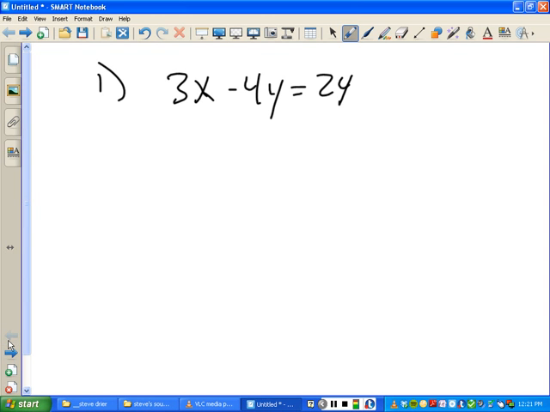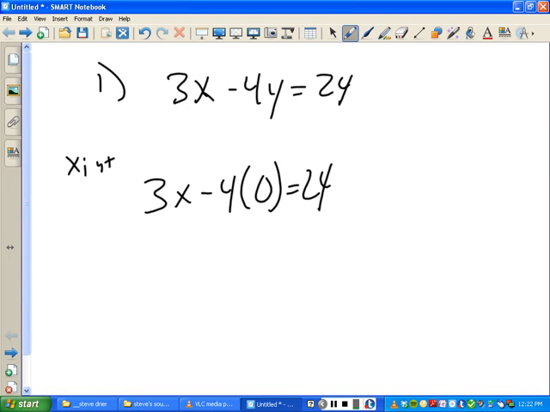All right. 3x minus 4y equals 24. And we're back. So, 3x minus 4y equals 24. How do you find the x-intercept? To find the x-intercept, you're going to set y equal to 0. So 3x minus 4 times 0 equals 24. Okay? 3x equals 24. Divide by 3, and x is equal to 8. Okay, so your x-intercept is 8.